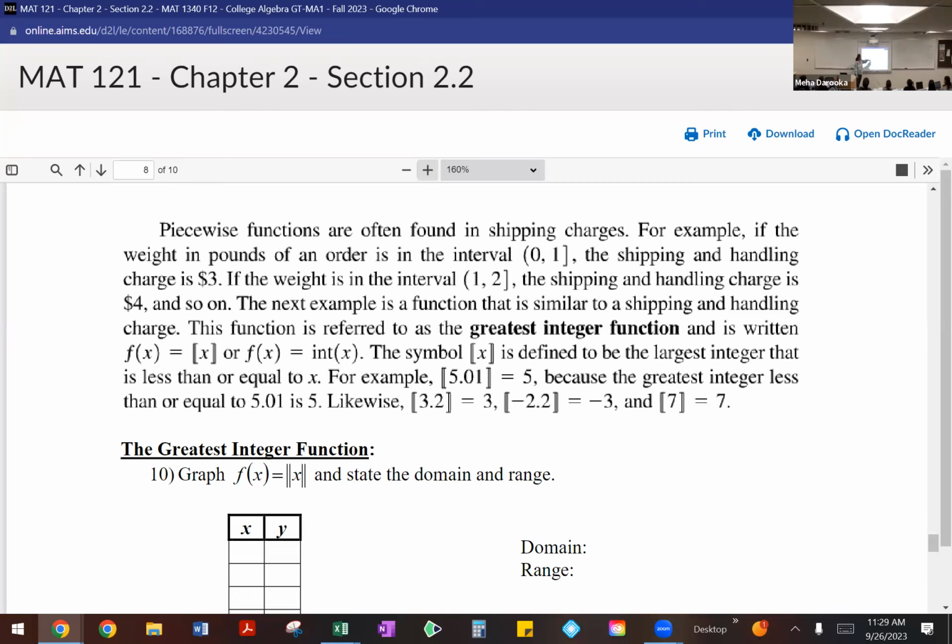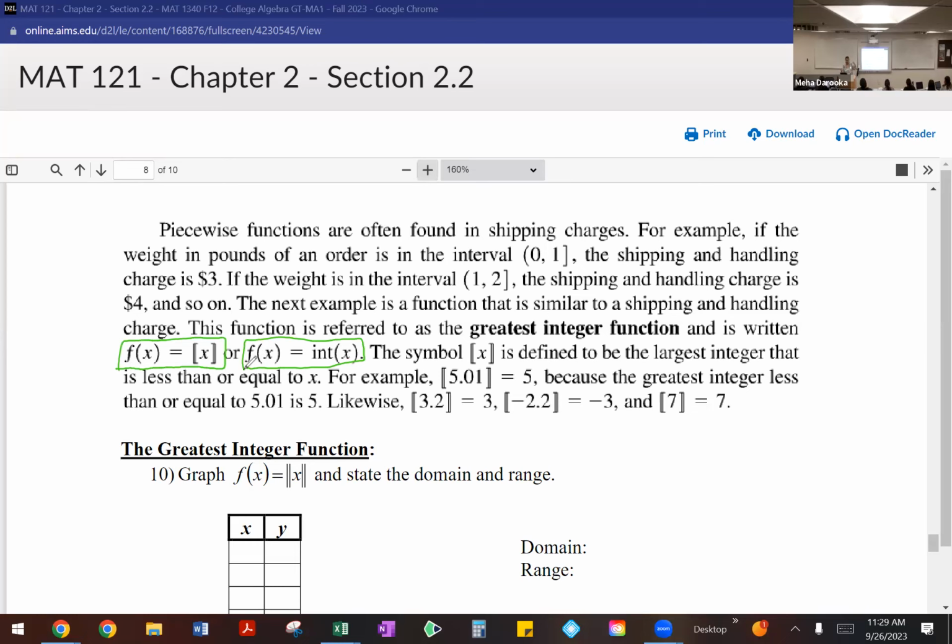So those would be examples of piecewise functions: based on your weight, your shipping and handling charges are going to change. The next example we're talking about is kind of similar to the shipping and handling example. This one is called the greatest integer function, but it is defined a little bit differently. You have the symbol here, which can be written in this format. It kind of looks like double brackets, almost. I don't know if you can make out that there are 2 lines on that symbol. Or you can just write it out as int of x. So that's the greatest integer function.